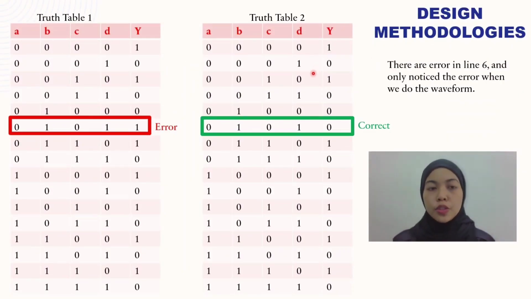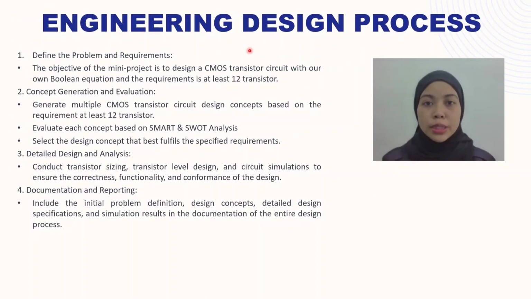So let's continue with the truth table. There are errors in this truth table 1. And then this is the correct version of the truth table that we observe when we do the timing diagram for waveform. Let's continue with our engineering design process.